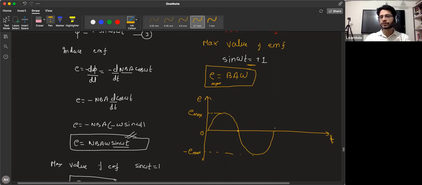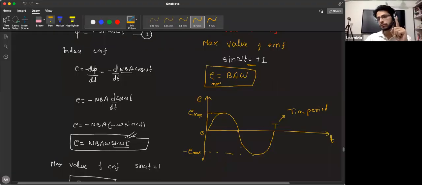From here to here, the time is capital T. Capital T is the time period, the time taken to complete one rotation. If I take the example of this mobile phone, the time taken by the phone to rotate from here to here again, to complete one rotation, is the time period. In a single time period, the EMF becomes 0, then maximum, then 0, then negative, and then again 0. This time is T/2. This time is T/4. After 1/4 rotation, your EMF is maximum. Oh, sorry, 3T/4. This is the graph.